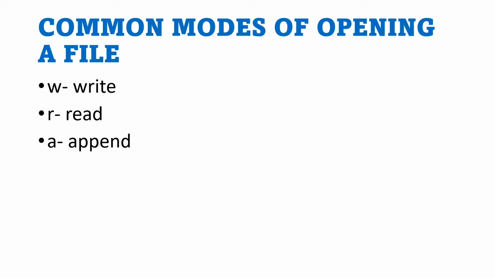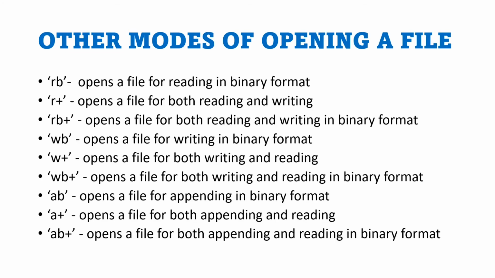We have other modes of opening a file. So rb means opens a file for reading in binary format. r+ means opens a file for both reading and writing. rb+ means it opens a file for both reading and writing in binary format. wb means opens a file for writing in binary format. w+ means it opens a file for both writing and reading.